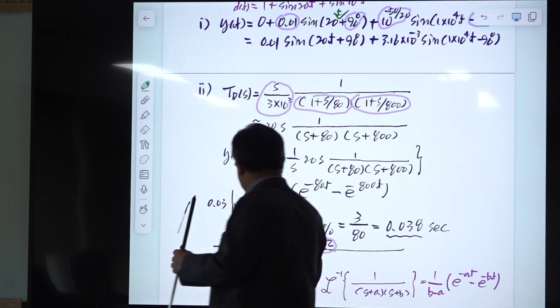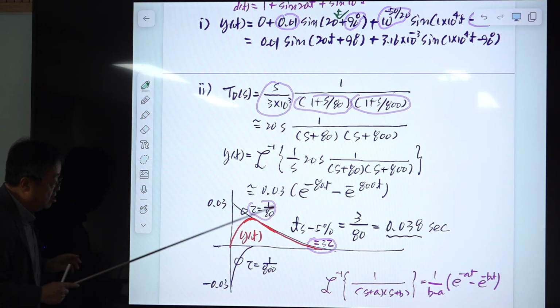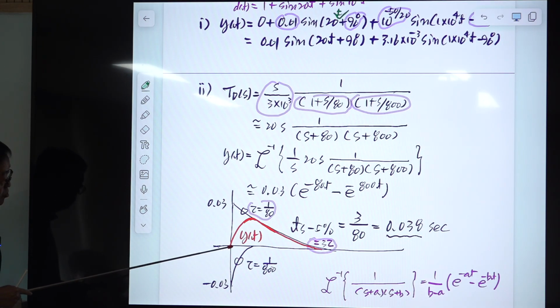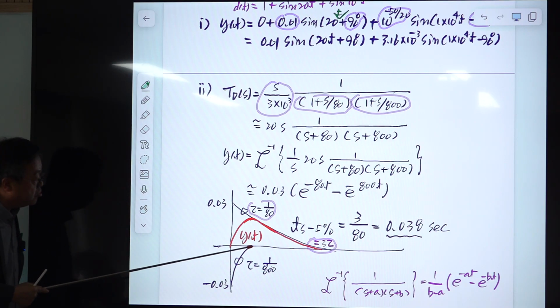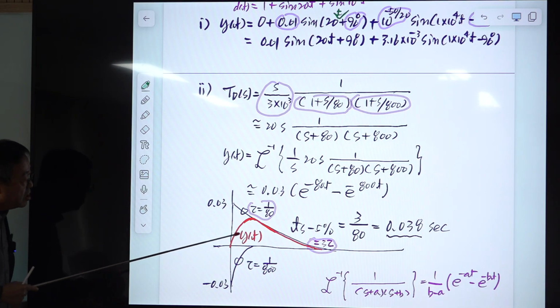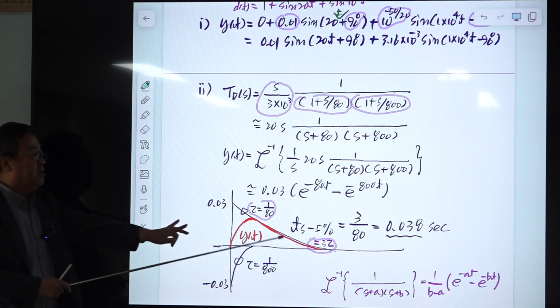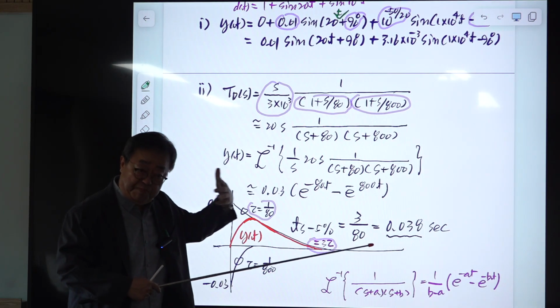So this term dies out much faster than the other term. This is plus, this is minus. You add them one by one, term by term. You start from 0, and at this point, it is reduced to a very close value to 0, a negligible value. Then this one starts to follow this, and the 5% boundary time constant is 3 times this pole.